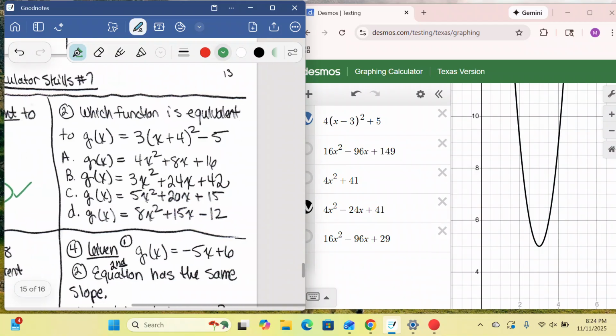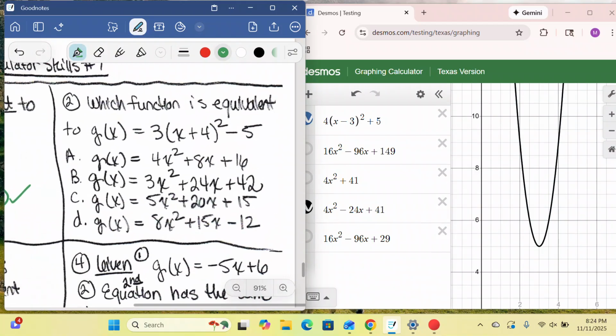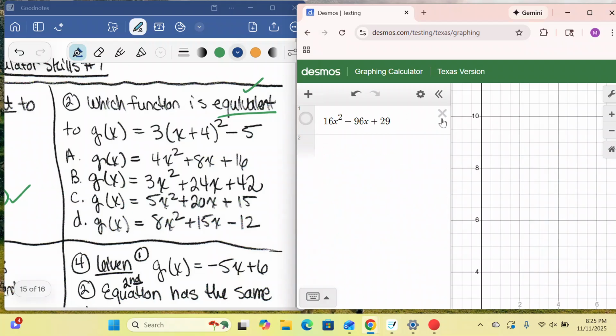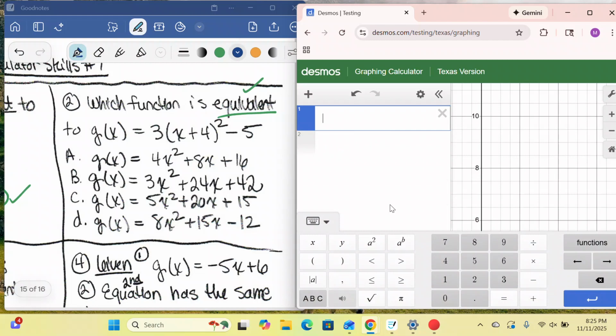So let's go ahead and try number 2, which function is equivalent. Remember, equivalent means that they are equal. So once again, let me go ahead and restart my decimals, and I'm going to go ahead and delete all of them. And I'm going to input the first function. And of course, if you want to try it, go ahead and pause the video, and then you can try it and see if you get the right answer. And if you get the same answer that we did, then we got it correctly.